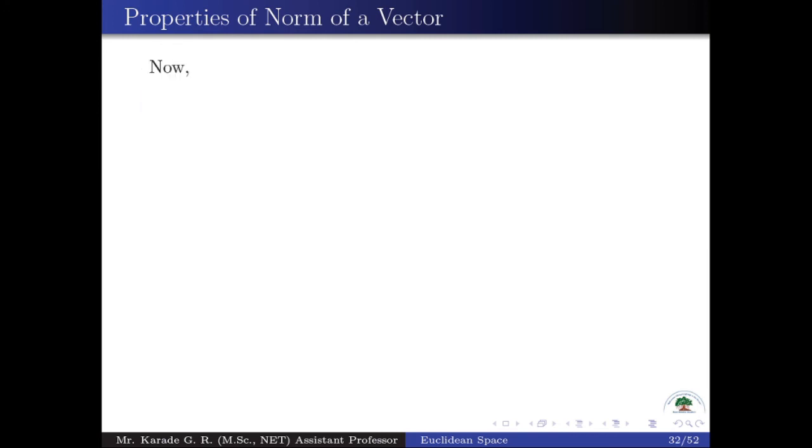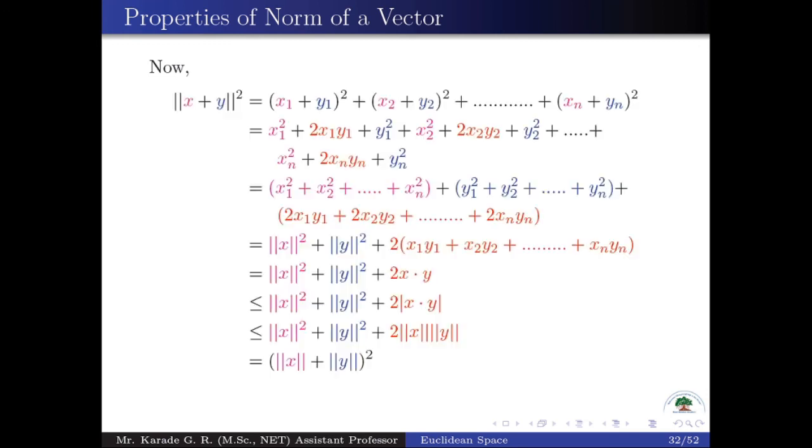Now consider the last term on the previous slide. The square of norm of x plus y is equal to (x1 plus y1) square plus (x2 plus y2) square plus dot dot dot plus (xn plus yn) square. We expand each of these brackets, and then we get the second step. What is the expansion of the bracket (x1 plus y1) square? Here I have written the expansion: x1 square plus 2 times x1 y1 plus y1 square. Similarly we can expand the remaining brackets.